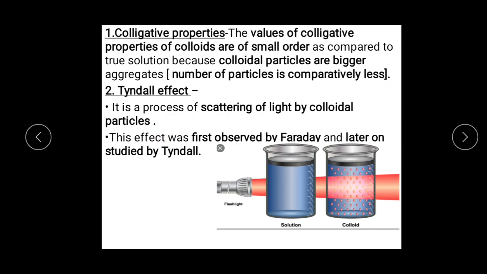Now you can see here that there is a setup. In this setup you can see the path of light is illuminated or visible in the beaker containing colloidal solution, which is due to scattering. But in the true solution it is not visible because there is no scattering. You have to remember that Tyndall effect was first observed by Faraday and later studied by Tyndall.